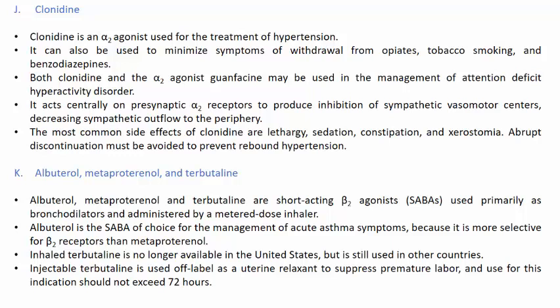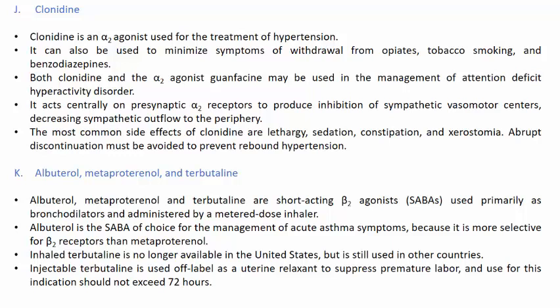Another agents include albuterol and other agents, as you can see in the slides, and these are classified as short-acting beta-2 agonists, which are used primarily as a bronchodilator and administered by metered dose inhaler. اوكي اذا هذه الايجنت هي تصنف او تعتبر كشورت اكتنج بيتا 2 اجونست، وانه تستخدم كبرونكودايليتر وتعطى عن طريق الميتر دوز انهيلر. بالنسبة للبيوتيرول احنا ذكرنا انه عبارة عن short acting beta 2 agonist of choice for the management of acute asthma symptoms، لأنه يكون more selective for beta 2 receptor than metaproterenol.